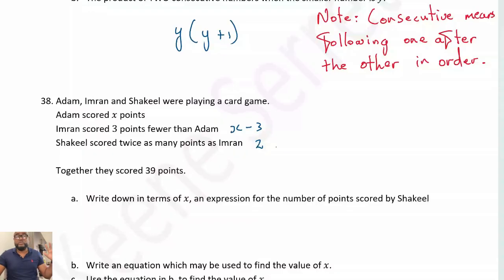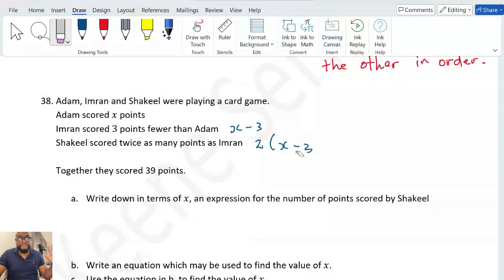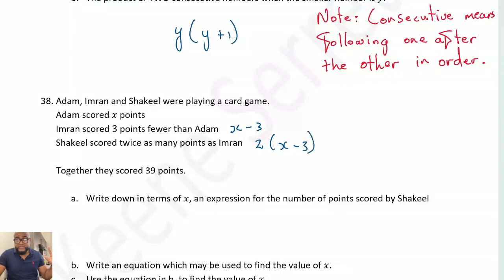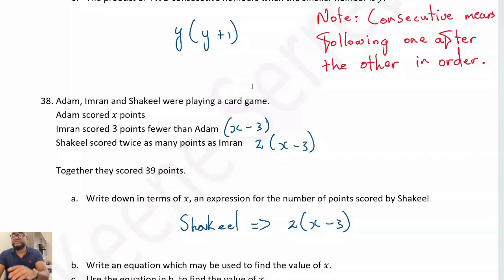All right? So twice Imran's score, and not 2, 3. Erase that. Everybody good here? So watch it. Shakil scores what they asked us for, right? So Shakil will be 2 by X minus 3, twice Imran's score. Imran is X minus 3. All good there? We good here?